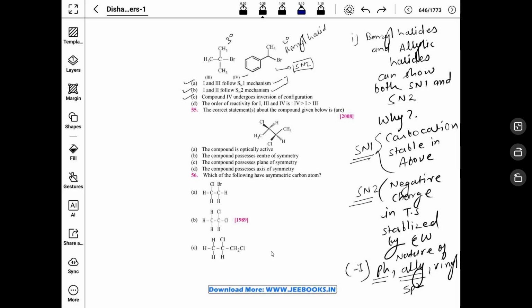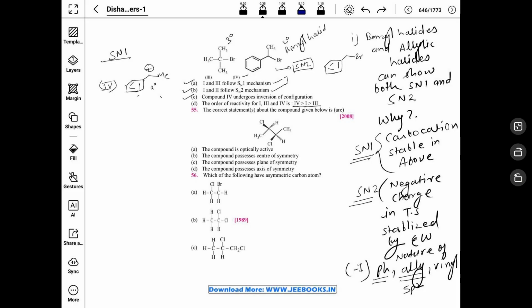Now D: the order of reactivity is 4 is more reactive than 1 and 3. So this is saying that 4 is more reactive than 1, and 3 is the tertiary carbocation. We have to understand whether this is true or not with respect to the SN1 and SN2 mechanisms. Let's see this order of reactivity with respect to the SN1 mechanism. In SN1, the more stable carbocation will react faster. For sure, the more stable carbocation will be from 4, because it is a benzylic carbocation and a secondary carbocation at the same time. So this will be more stable.